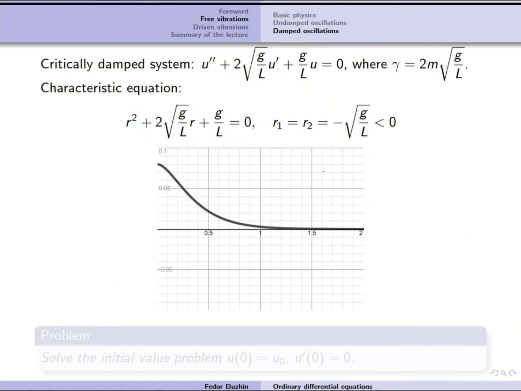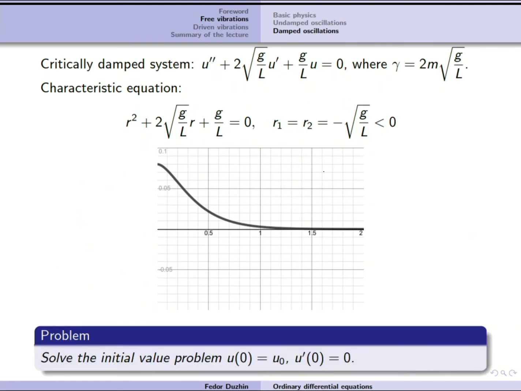So here is a critically damped system. So the graph, the plot of the function u of t versus t is very, very similar. You can't really tell whether it is critically damped system or overdamped system. Doesn't matter. And again, I suggest that you try to solve the initial value problem.